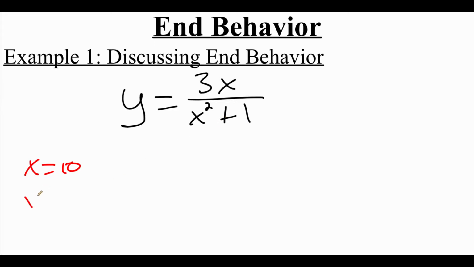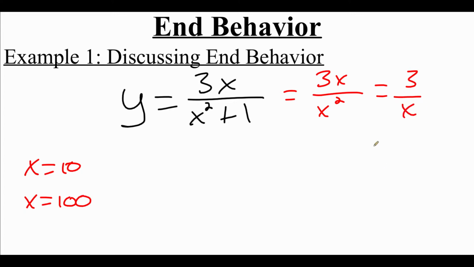Or if we keep going further out to the right, if we plugged in an x value of 100, well, 100 squared is 10,000, and then if we add 1 to 10,000, again, it's not having that much of an impact. So I want to think about not having that plus 1 on the end. Then we'd have just 3x over x squared, and we can simplify that down to just being 3 over x. So as we keep plugging in larger and larger values for x, our y value is going to keep getting smaller and smaller decimals. So our y value is going to approach 0.